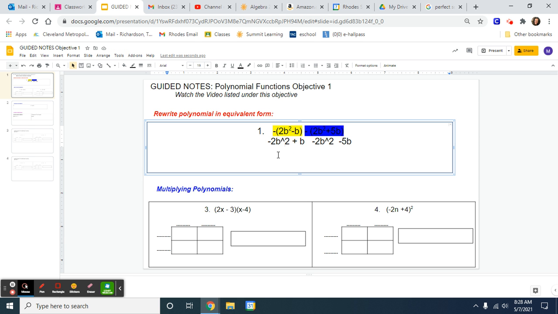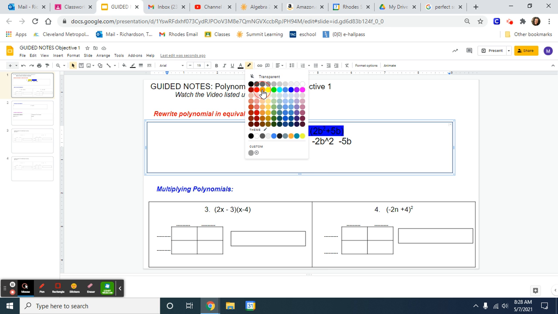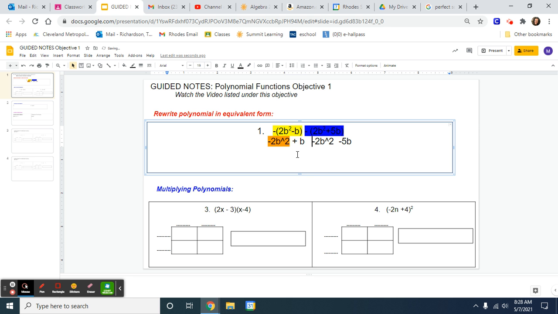So remember what I said about like terms. It's the same variable or letter, and it's the same exponent. So the first term I see is negative 2b squared. I'm going to put it in orange. Now, what can I combine it with? Yes, my next term has a b, but notice how this next term does not have the same exponent of 2. You can only combine same letters with the same exponent. So I cannot combine negative 2b squared and b.